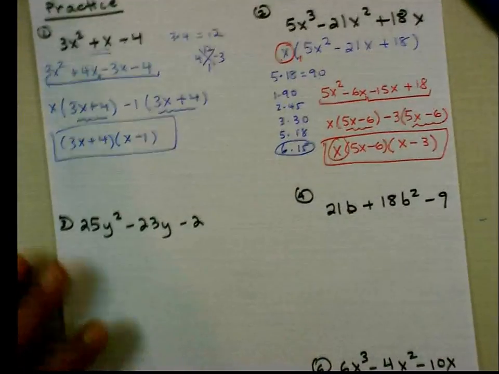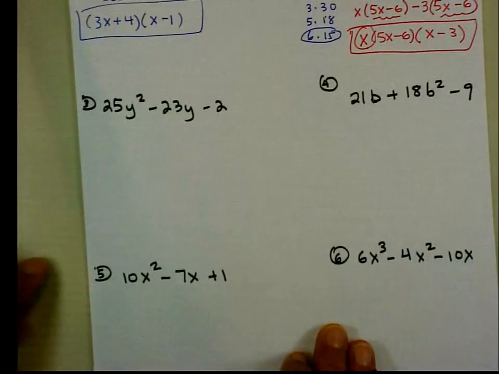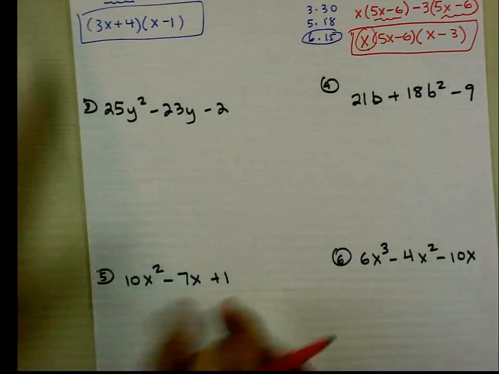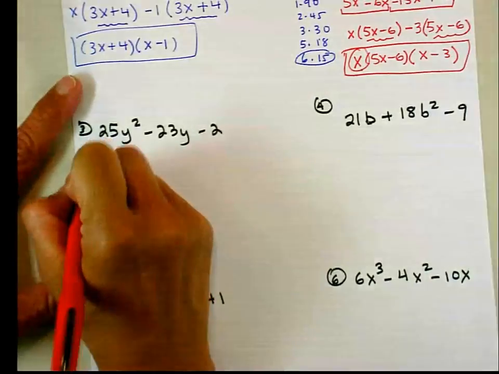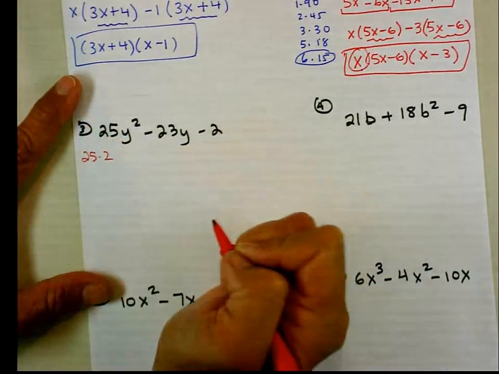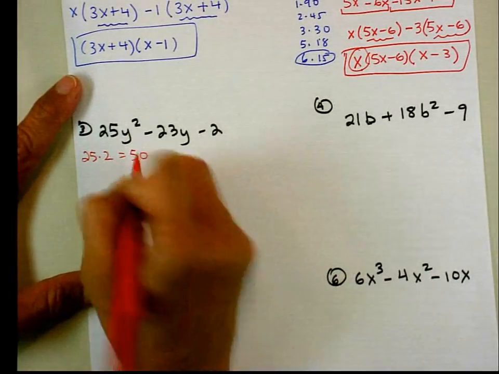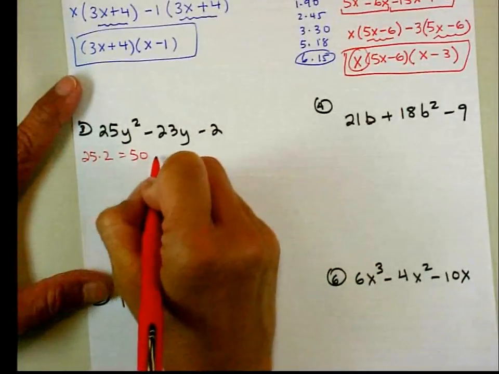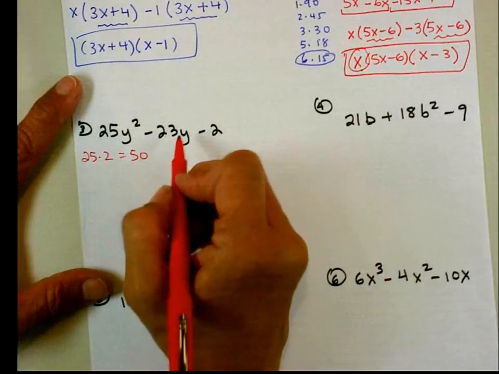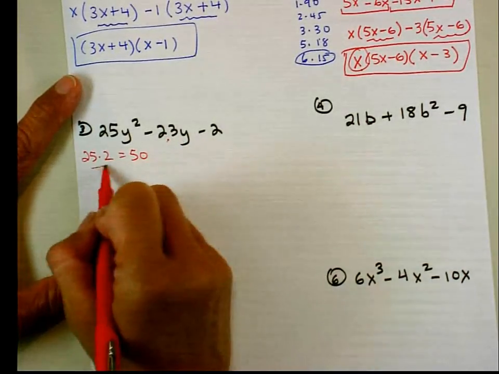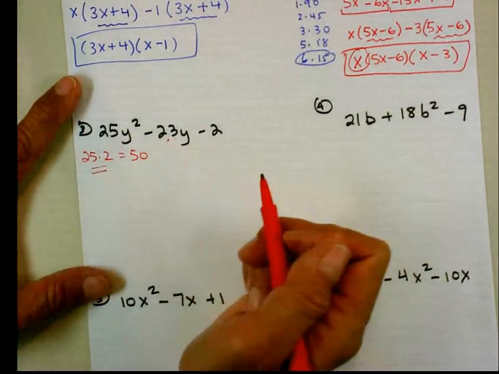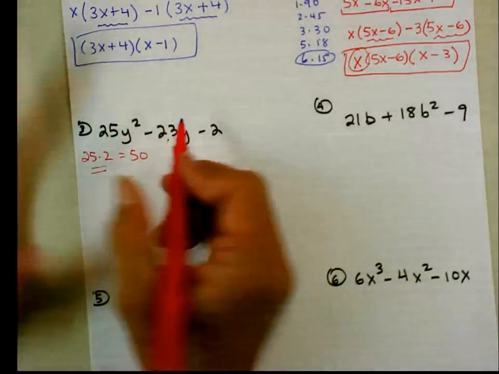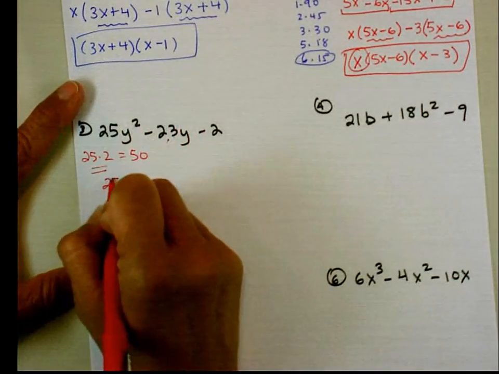Circle it so you know those two go together. Okay, 4 more. Probably better pick up the pace here. So 25 times 2 equals 50. And we want them to subtract to give 23. Oh, hey. So these guys will subtract to give me 23.